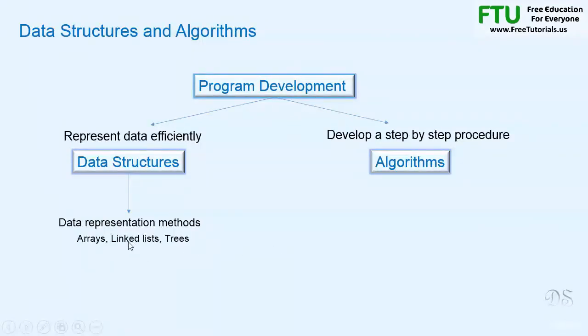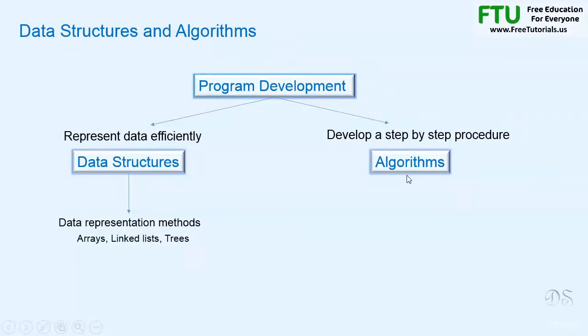Linked list is also a linear data structure, but it does not store data in consecutive memory locations. Trees are non-linear data structures which store elements in hierarchical order. Learning about different data structures is very important because the choice of proper data structure can greatly affect the efficiency of our program.